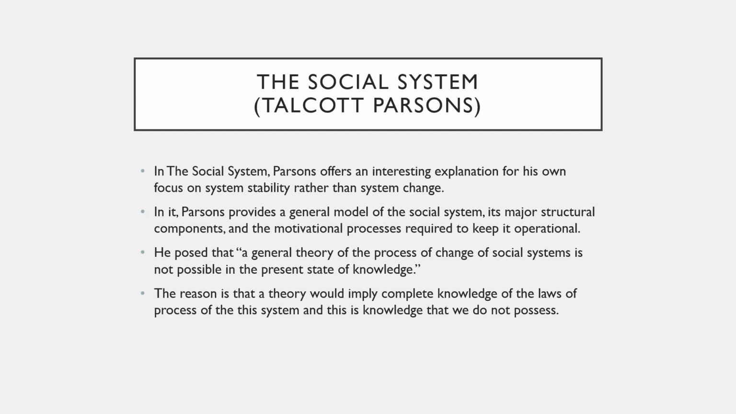What he posed is that the process of change of social systems is not possible in the present state of knowledge, and that the reason is that a theory would imply complete knowledge of the laws of process of the system, and this is knowledge that we just don't possess. And so he really did look at ways that systems retain their stability.